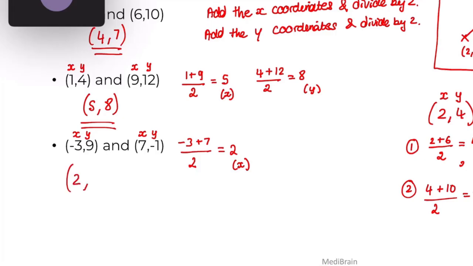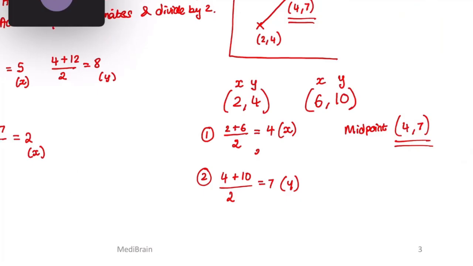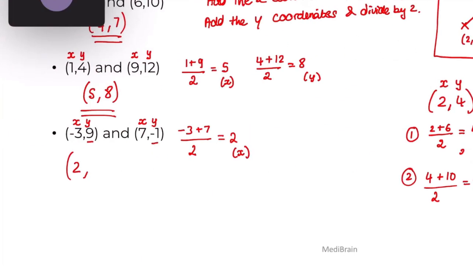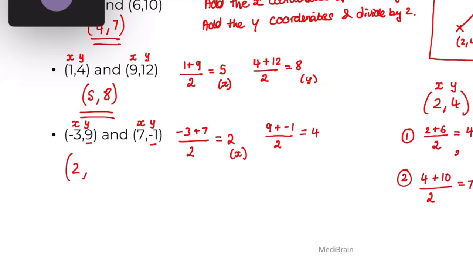Let's deal with the y coordinates. The y coordinates are 9 and -1. So what we're going to do is 9 add -1 divided by 2. Now 9 add -1 is the same as 9 minus 1, which is 8. And then 8 divided by 2 gives you 4. Okay, so our midpoint of the y coordinate is 4. So we're just going to write down 4 here. So our midpoint of -3, 9, and 7, -1 is going to be 2, 4.